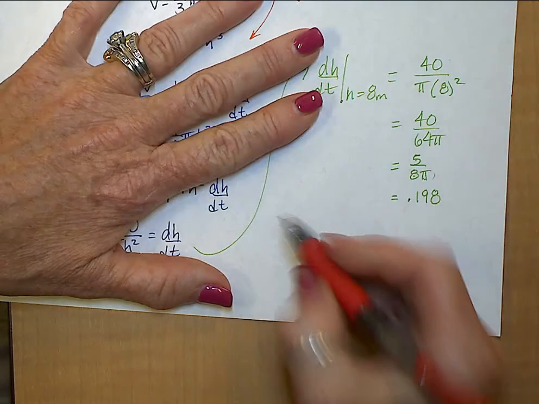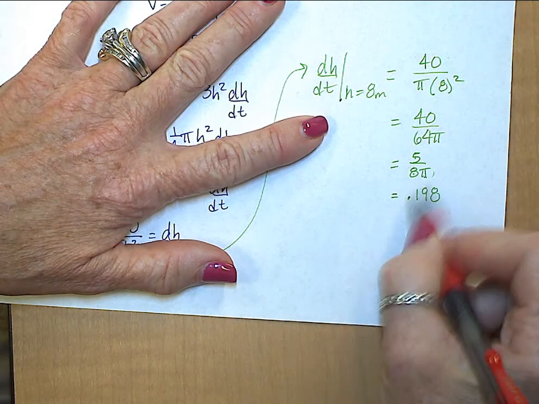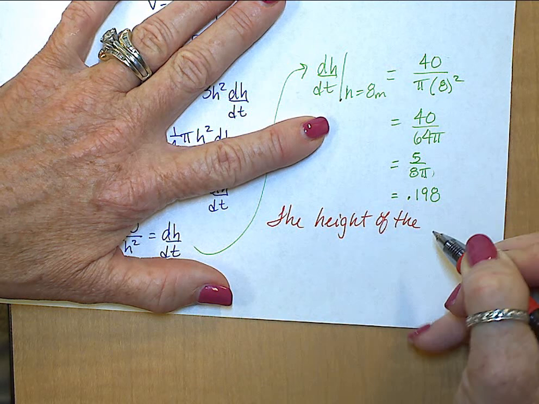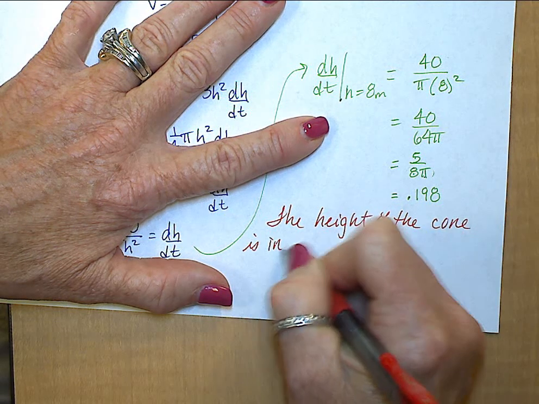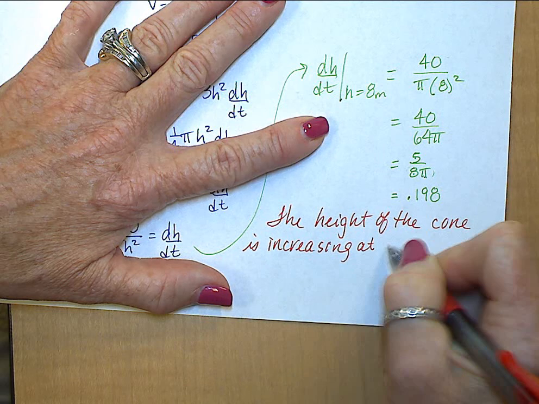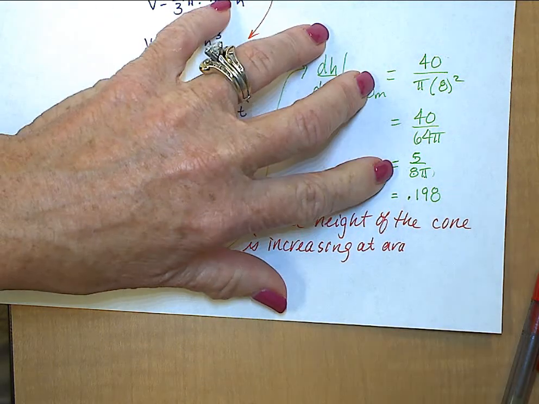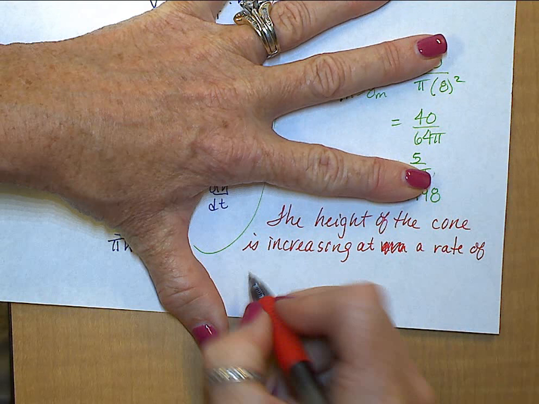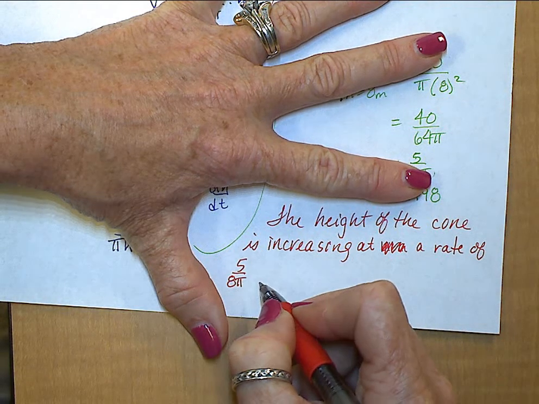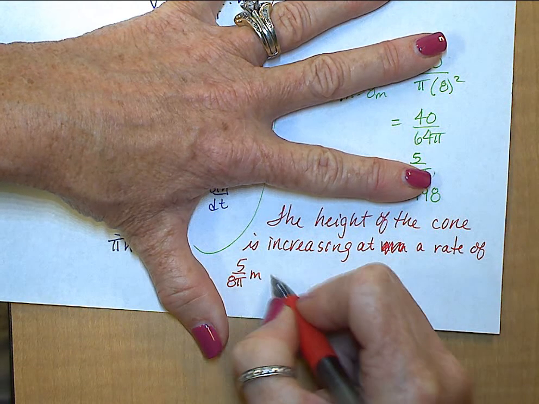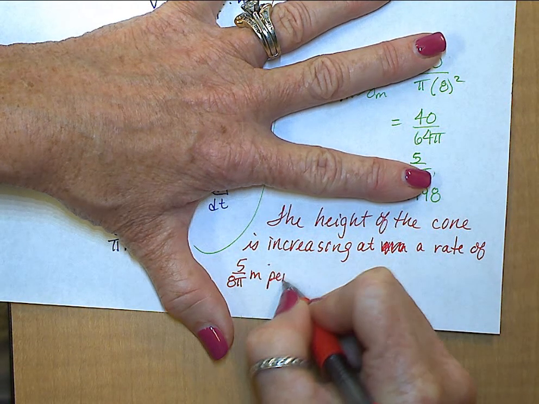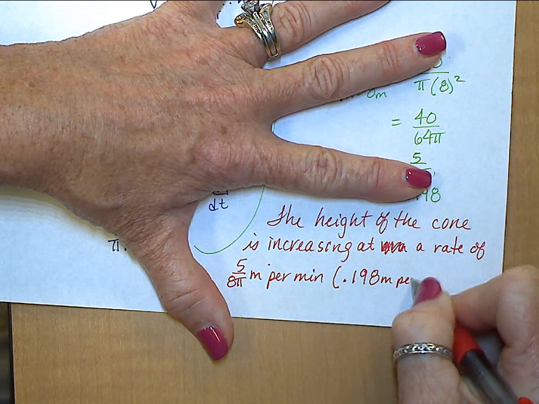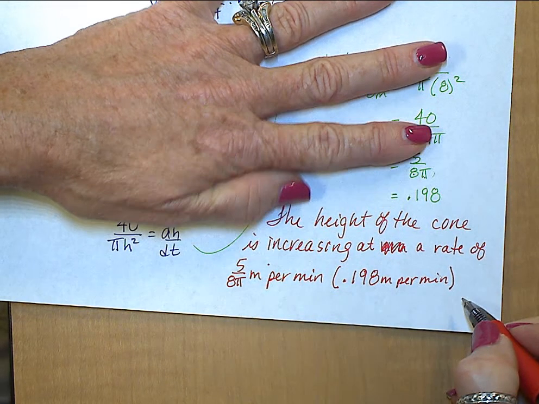Final answer then is to write this out, and this is the rate at which the cone's height is increasing. So we'll say the height of the cone is increasing at a rate of, now you can write it as the exact answer, 5 over 8 pi, and these are meters per minute, or you could write it as the decimal approximation, 0.198 meters per minute, when the height of the sand pile is 8 meters.